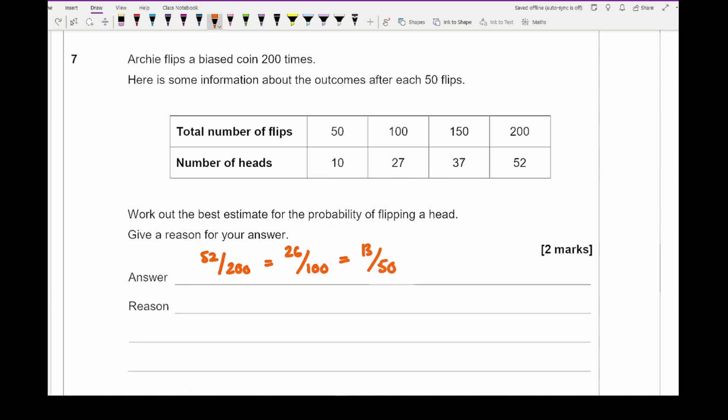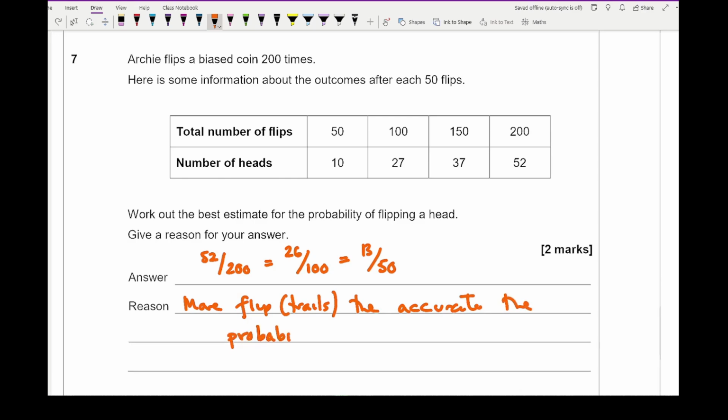So any of those. And the reason for that is because the more flips or trials, the more accurate the probability. And with these relative frequencies, you always want to go for the one that's going to be more reliable, which will always be the one that has the most trials.